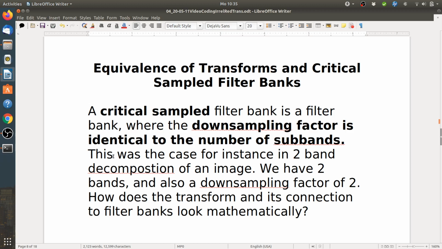This was the case, for instance, in the two-band decomposition of an image. We have two bands and also a downsampling factor of 2, and that means we have critical sampling. This happens, for instance, for wavelet decompositions.